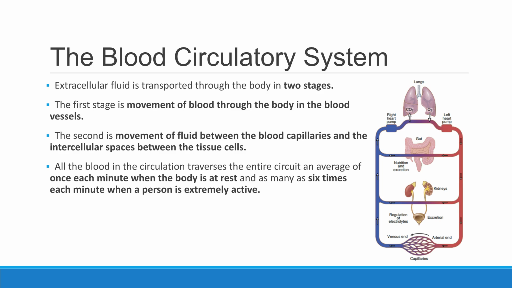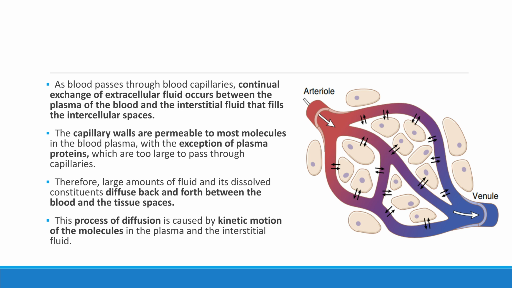Extracellular fluid is transported in two stages: movement of blood through vessels and movement of fluid between blood capillaries and interstitial spaces. Blood circulation is rapid, completing the circuit at least once per minute at rest. In blood capillaries, continual exchange of extracellular fluid occurs between plasma and interstitial fluid. Capillary walls are permeable to most molecules except plasma proteins. Diffusion driven by molecular motion facilitates this exchange.